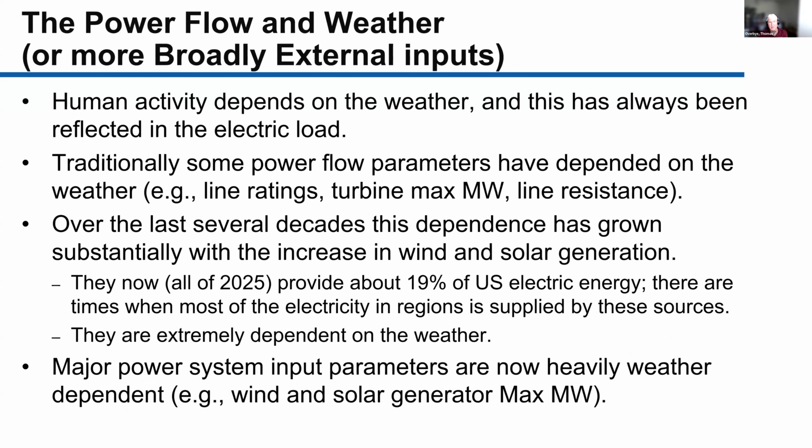Okay, so what's the motivation for this? Motivation is power systems have always depended on external inputs. Certainly, one big external input is the weather. Human activity depends on the weather, so that means the electric load depends on the weather. And increasingly, more and more power system parameters depend on the weather, particularly as we integrate in all this wind and solar generation. Currently in the US, we get about 19% of our electric energy from these sources. And that means that a lot of our generation is weather dependent. If the wind's blowing, then you have high max megawatt values. And if it's not blowing, they're lower.